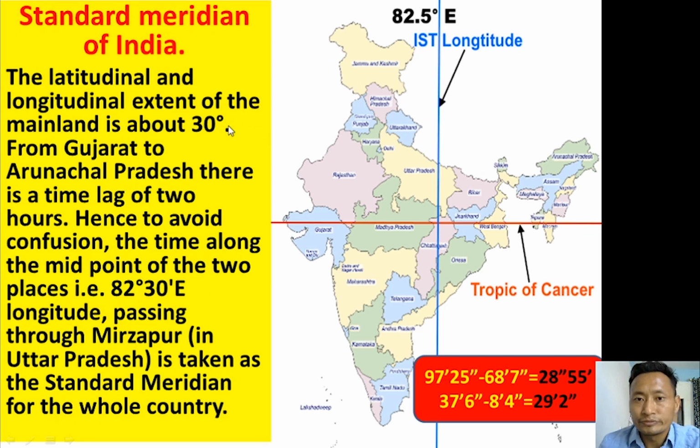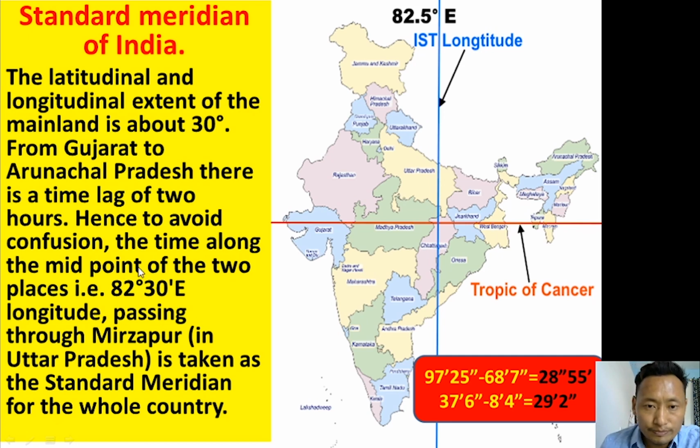Since India is to the east of the Greenwich Meridian, we have to add 5 hours 30 minutes to Greenwich Meridian time. So the government of India has added 5 hours 30 minutes to Greenwich Meridian time. The standard time of India is based on the standard meridian, or standard longitude, of India, 82 degrees 5 minutes east.